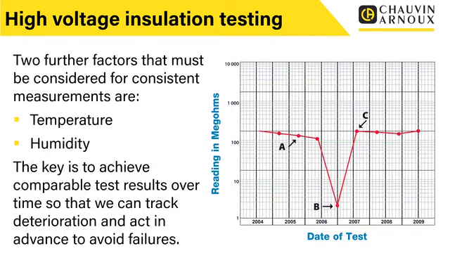So there are two further factors that must be considered for consistent measurement. The first one is temperature. Temperature of the insulation makes a huge difference. And this is quite interesting actually, because this was something I learned during this installation. The relationship between insulation resistance and temperature is actually opposite to what you'd expect from a conductor. Generally with a conductor, the higher the temperature, the higher the resistance.